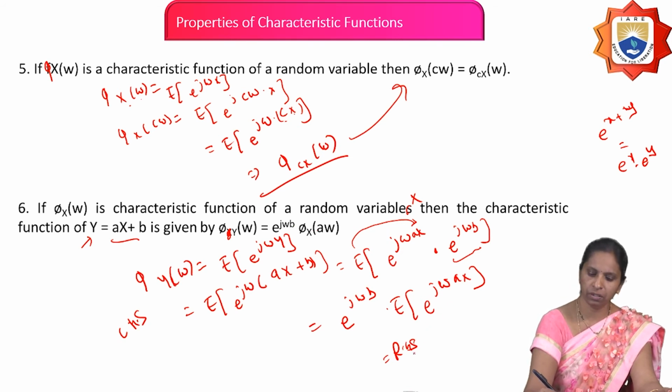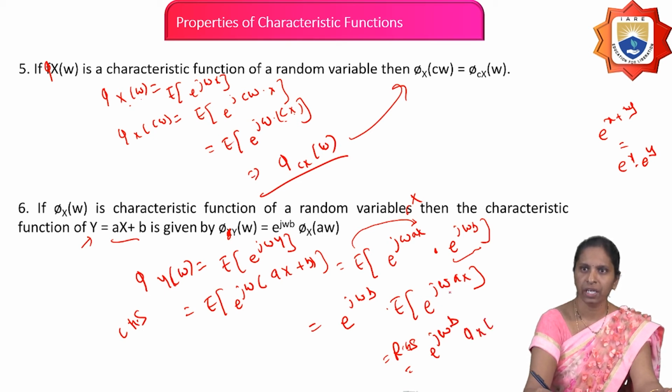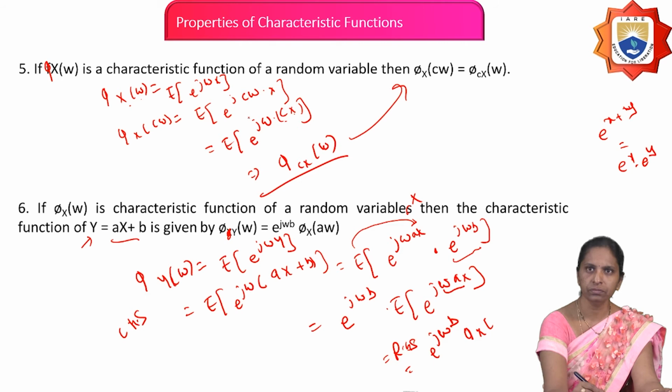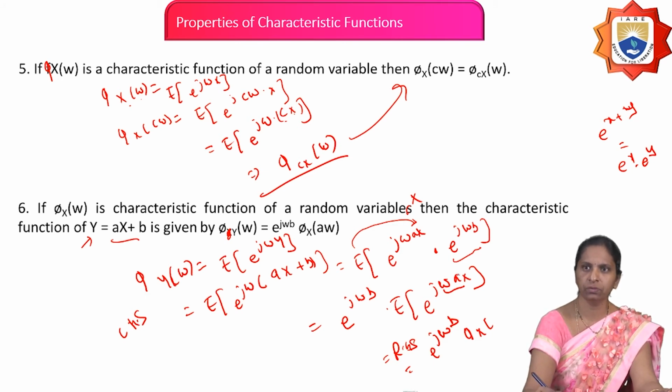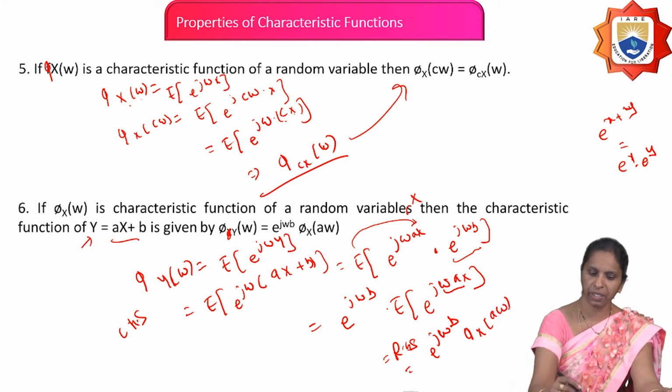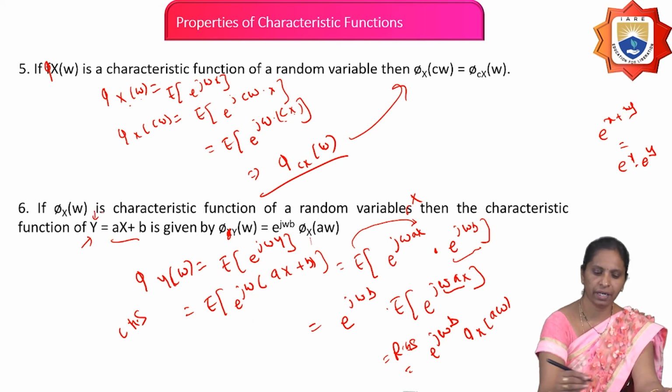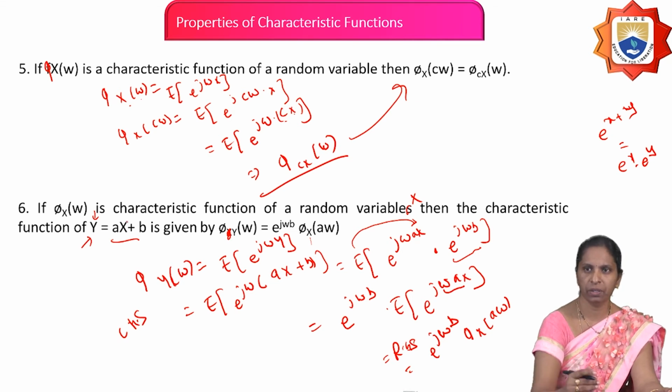e power j omega b into pi x of, in place of omega, a omega. If you have pi x of omega, but in place of omega now I have a omega, so write down here a omega. So, if you know the characteristic function of the random variable x, you can directly write down, by using this formula, the characteristic function of the random variable y.